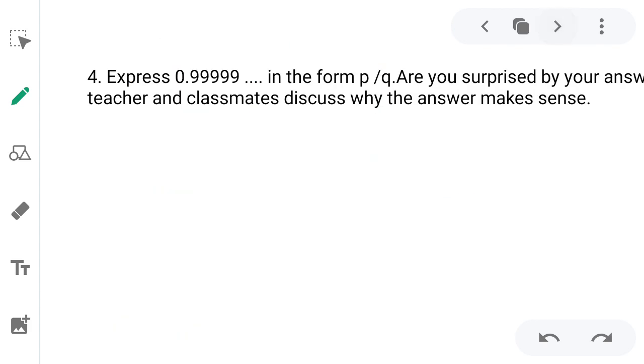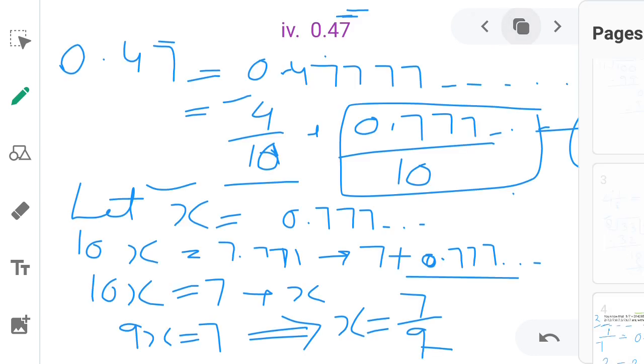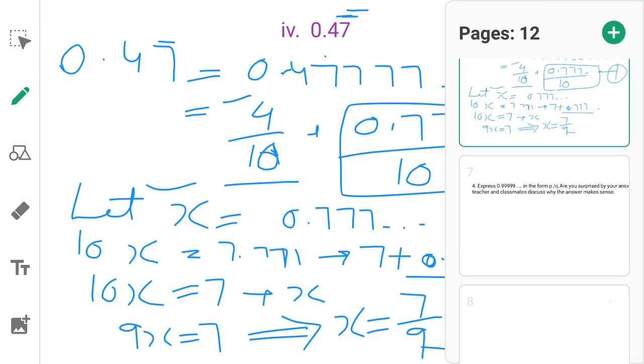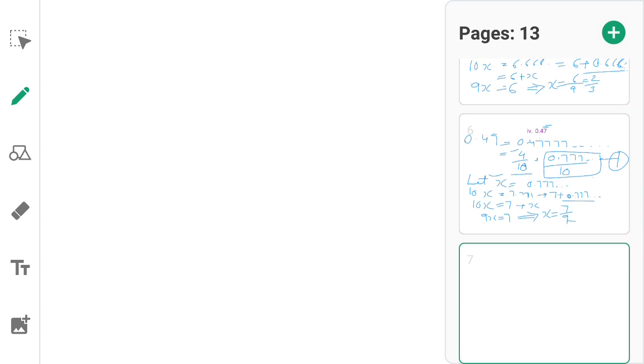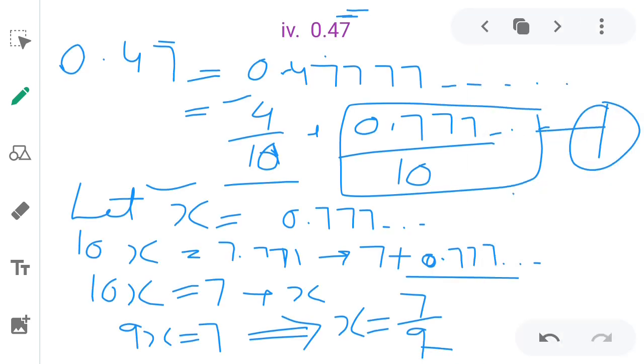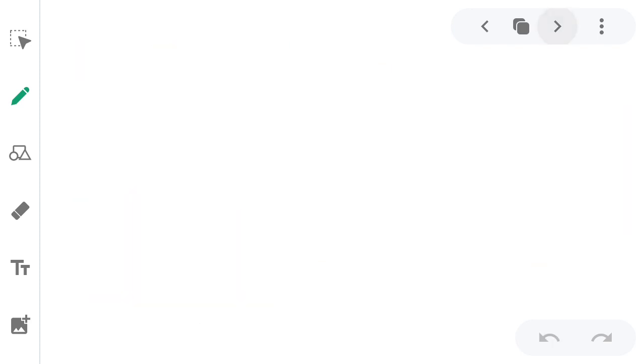Let's see. We don't have a page here. We can add a page. Yes. See the question. After this, we have to put the value of 0.777 only here. Okay, so I am doing this. Coming to the next page.